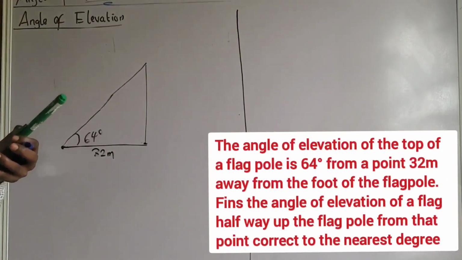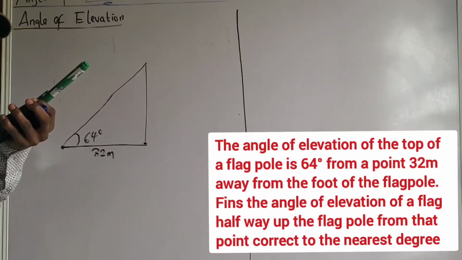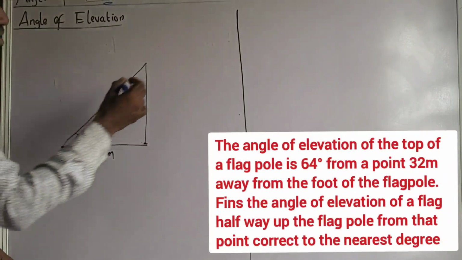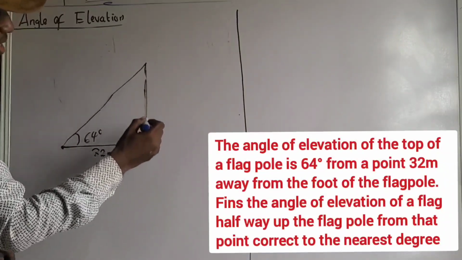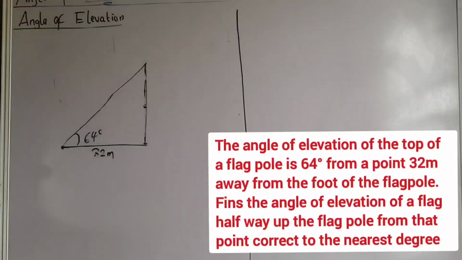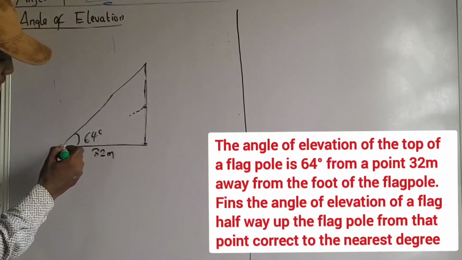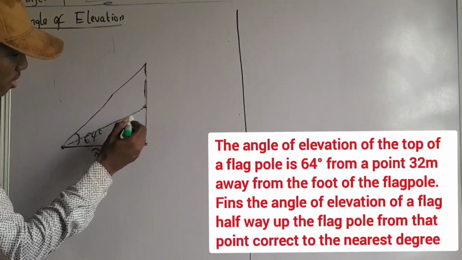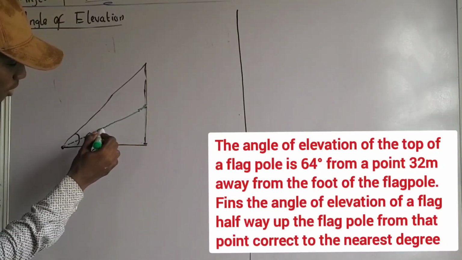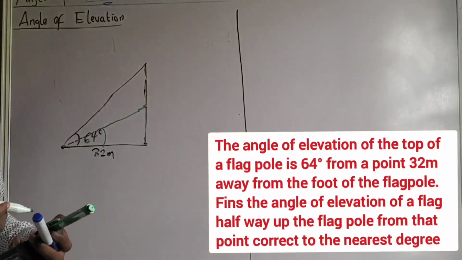Find the angle. Look at the question. Find the angle of elevation of a flag halfway up the flagpole. This is the total length of the flagpole. Are you getting it? Halfway up will be somewhere here. So now we are asked to calculate the angle. This angle that you see here is what you're looking for. Do you understand? It's simple. Just pay attention, okay? It's simple.